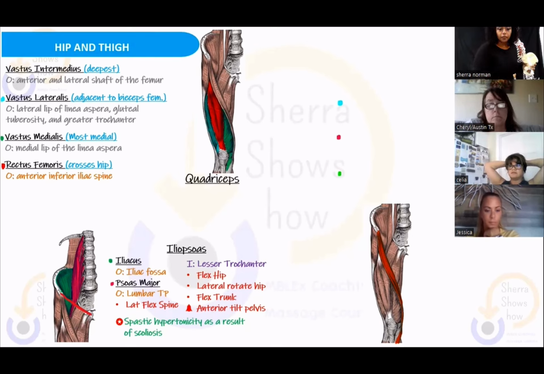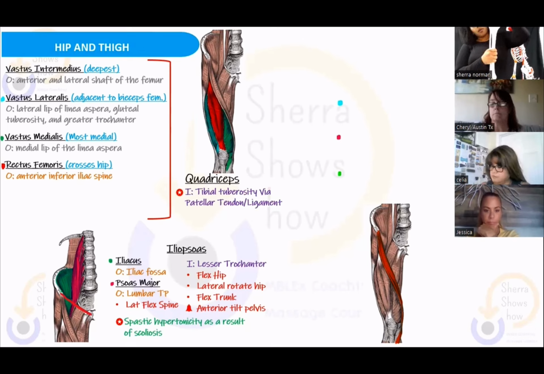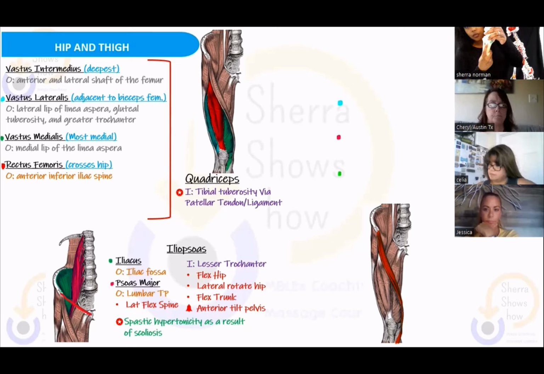Iliopsoas does as well, all right? So all of them insert on the same place, the tibial tuberosity via the patellar tendon or ligament. Here is the patella. The patella is embedded in the quadriceps tendon. Up here it is a tendon because it connects the muscle to the bone. Down here, it's a ligament. So you can hear either one; it means the same thing. And it inserts on the landmark of the tibial tuberosity, right in the front.